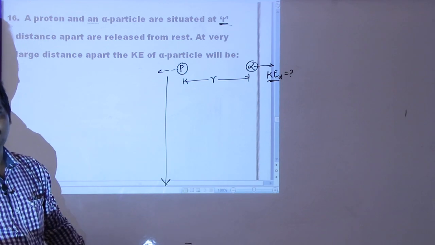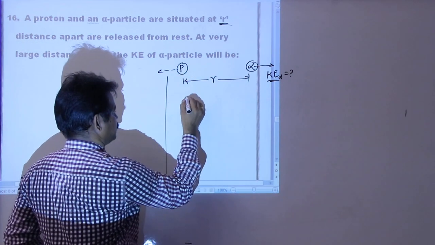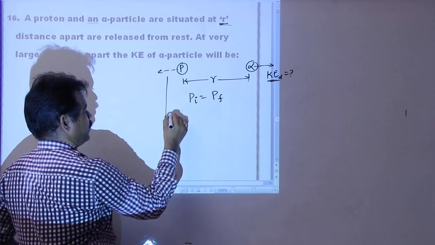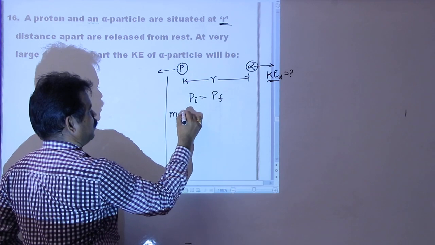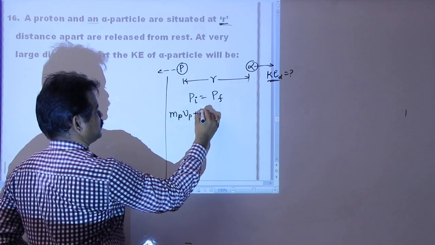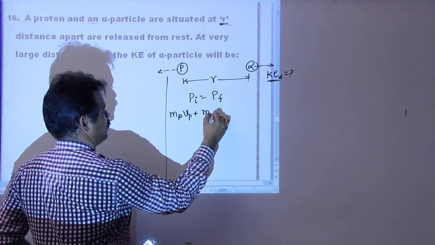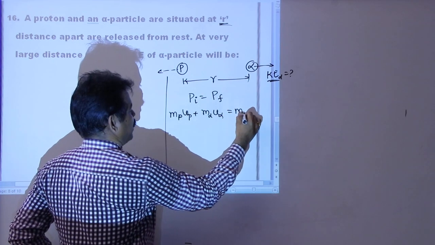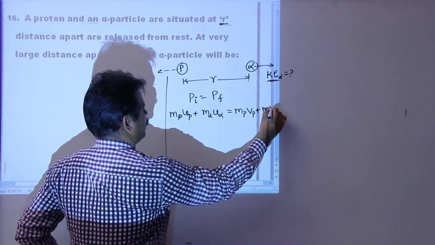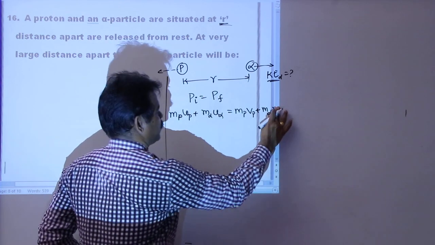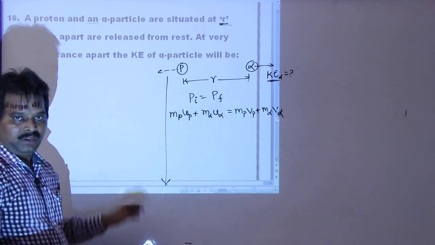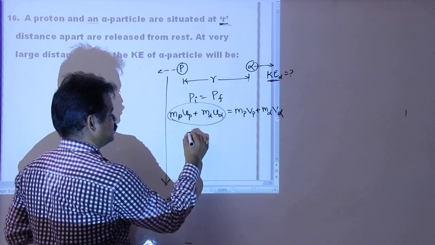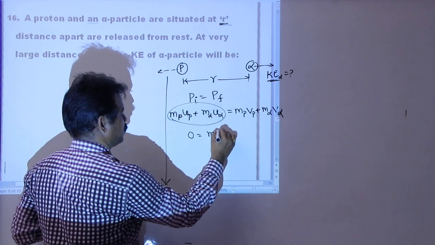To solve this problem, first let me use the law of conservation of linear momentum. Initially both are at rest, so the initial momentum is equal to the final momentum. What is the initial momentum of the system? Mass of proton times initial velocity of proton plus mass of alpha times initial velocity of alpha is equal to mass of proton times final velocity of proton plus mass of alpha times final velocity of alpha. Now, initially both the proton as well as the alpha particle are at rest, so this entire value will become 0.